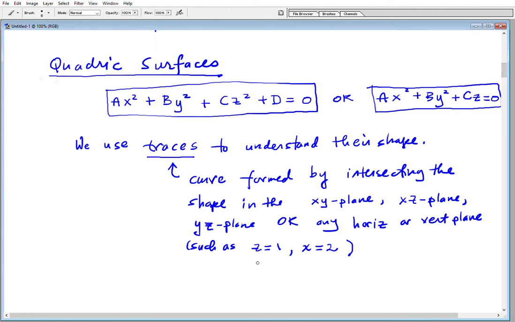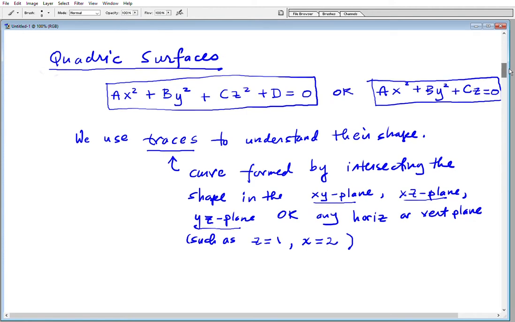Okay, so x equal constant, y equal constant, or z equal constant, those represent planes. Like x equal 2 is a plane that's perpendicular to the x-axis. You can think of it like that. z equal 1 is a plane that's perpendicular to the z-axis. So usually we look at traces in the coordinate planes. But sometimes we move off the coordinate planes and we look at traces in other planes as well.